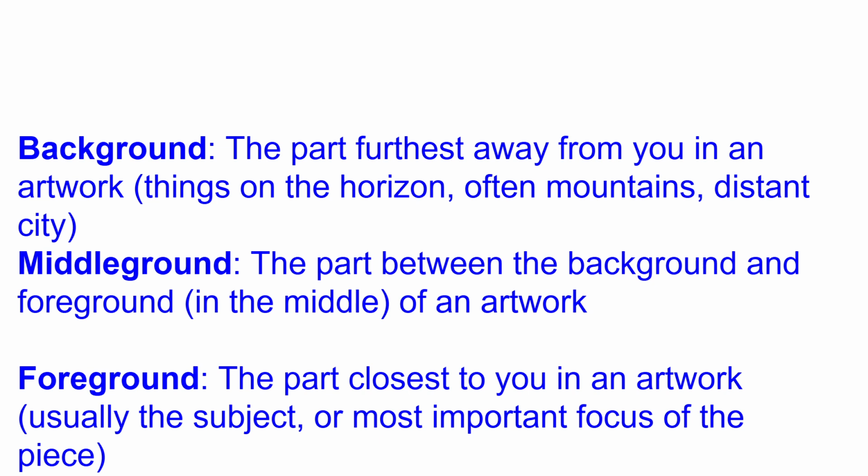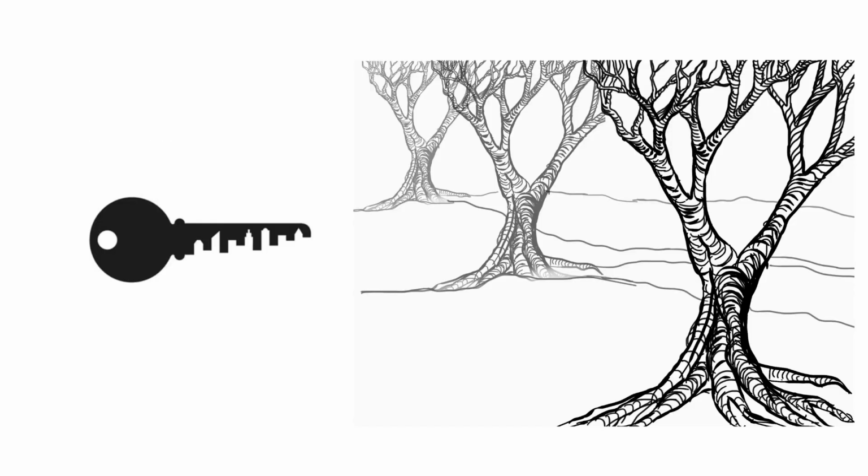Sometimes it's mountains or a distant city. These are things in the background. The foreground is the part of the artwork that's closest to you, usually the subject or the most important focus of the piece. And the middle ground is the part of the artwork that's between the background and the foreground. Here's a couple illustrations to help us learn a little bit more about space.